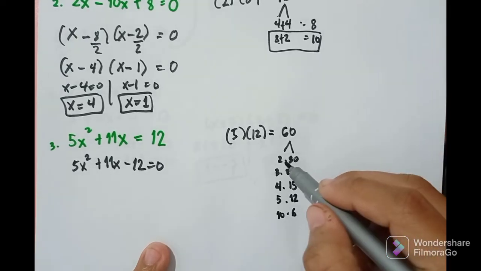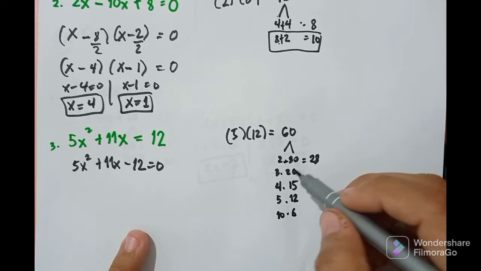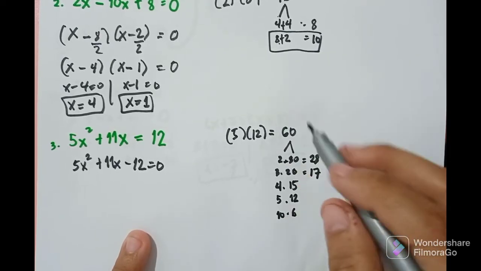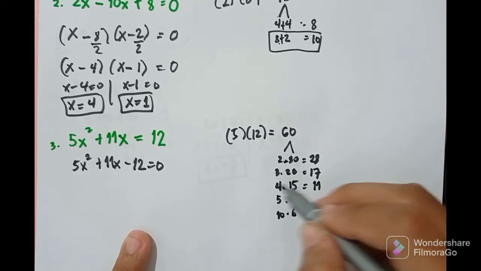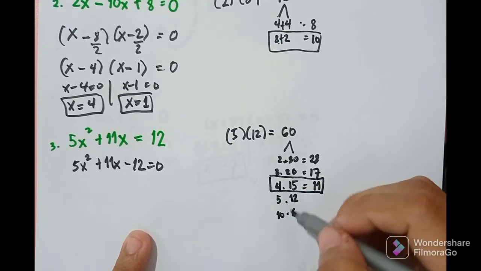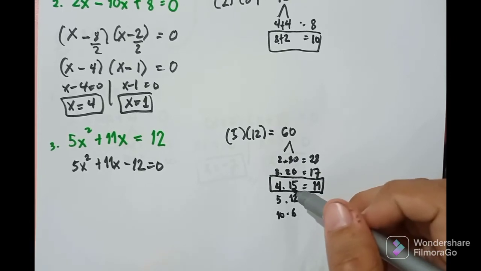So, try natin i-subtract. So, 30 minus 2, that is 28. So, ang layo sa 11. 20 minus 3, so that is 17. So, malayo rin sa 11. Ito, 15 minus 4, this is equal to 11. So, since nakuha na natin si 11, kahit di natin ito ipag-subtract. Okay, so ang kukunin natin ay si 4 and 15.